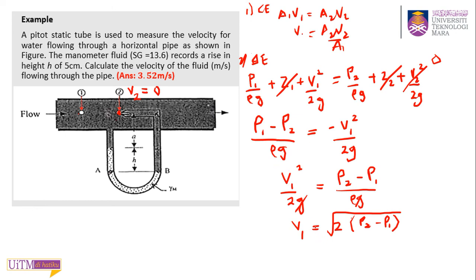So V1 squared over 2 equals P2 minus P1 over rho. I left out the rho. So V1 equals the square root of 2 times P2 minus P1 over rho. Alright, so this is your equation. You don't know P2 and P1, so you need to write your manometer analysis.